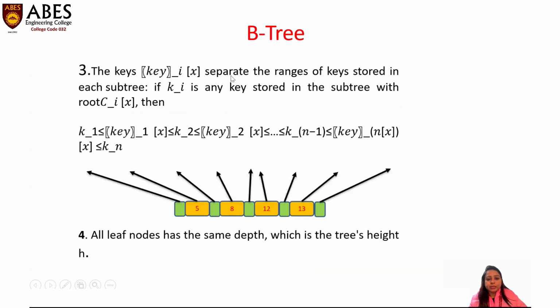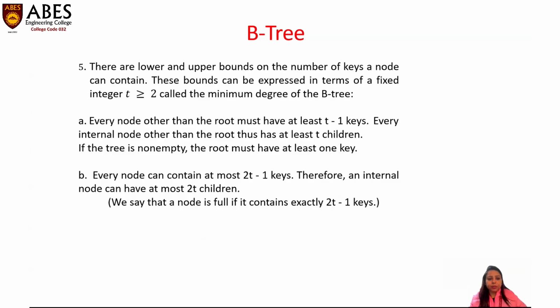Now, the keys separate the ranges of keys stored in each subtree. So the ranges have been defined: less than 5, 5 to 8, 8 to 12, 12 to 13, and 13 onward. All leaf nodes are at the same level or same depth, which is the tree's height.